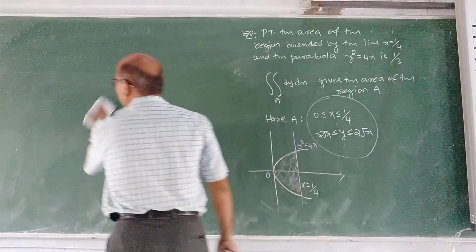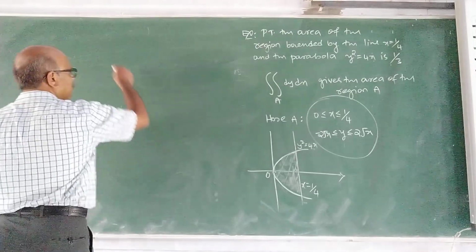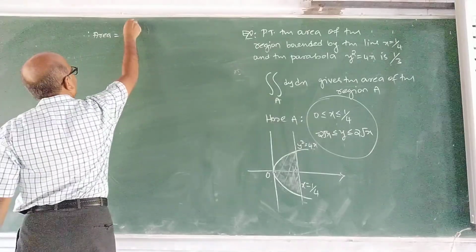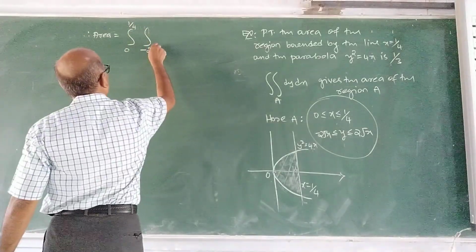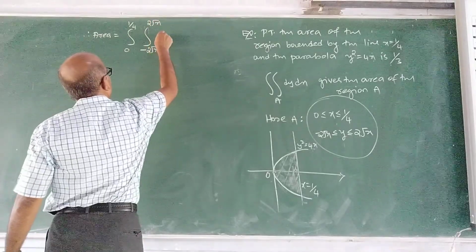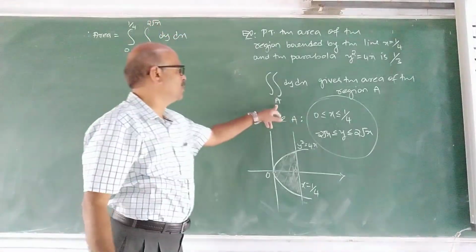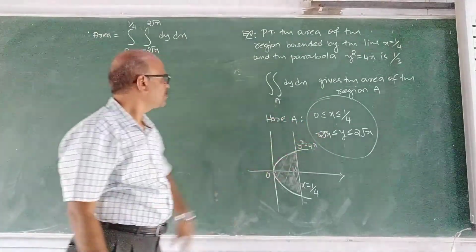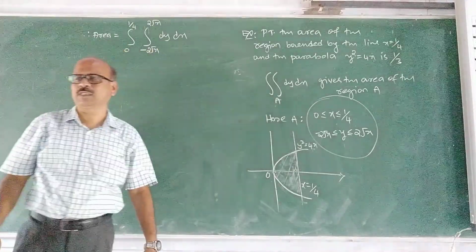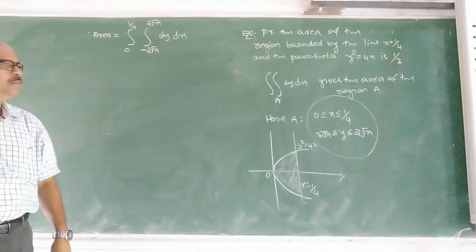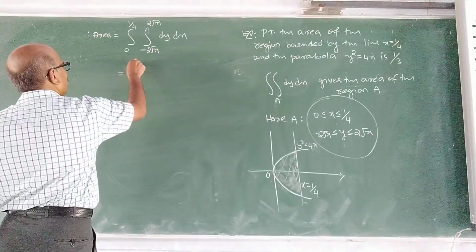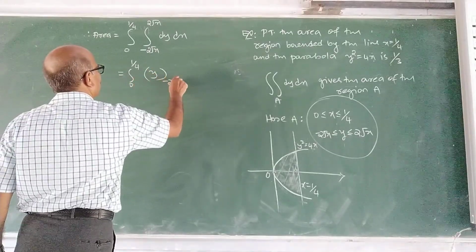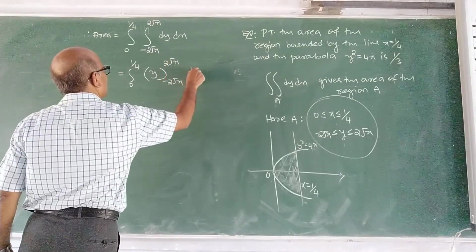Now evaluate the double integral. That you know how to evaluate. Therefore the area is the integral from 0 to 1/4 of the integral from −2√x to 2√x of dy dx. Substituting here, the area is the integral from 0 to 1/4 of y from −2√x to 2√x, dx.